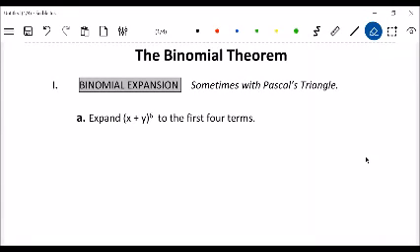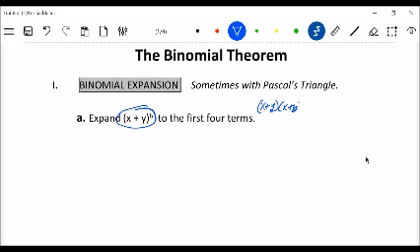We're going to look at the binomial theorem and expanding a binomial such as this one, x plus y to the sixth power. That exponent means that it's x plus y 6 times. So if I were to do this, I would multiply all of them together 2 at a time. I multiply these two and get x squared plus 2xy plus y squared.